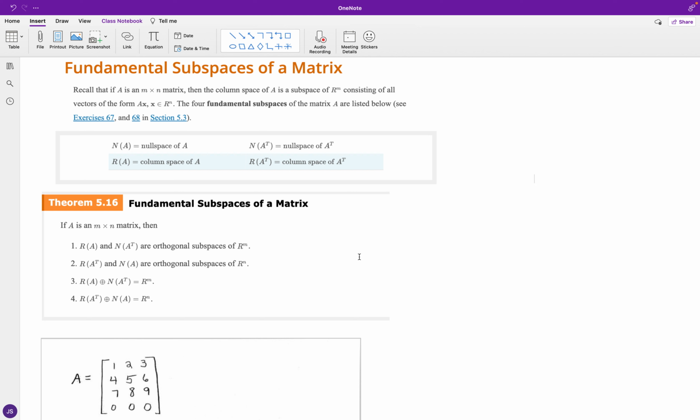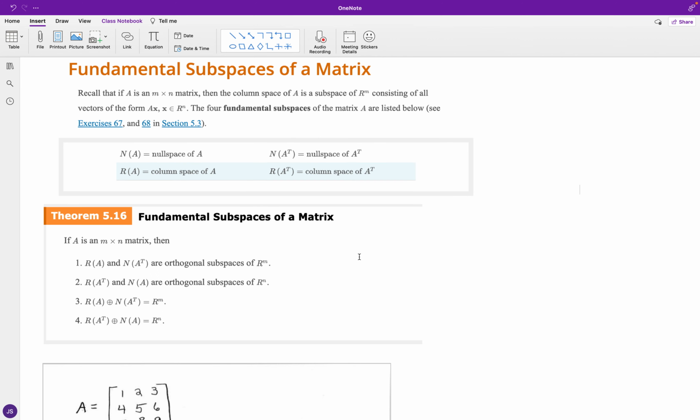For the direct sums, R of A in the direct sum with N of the transpose of A is going to be equal to Rm. And R of the transpose of A in the direct sum with N of A is going to be equal to Rn.